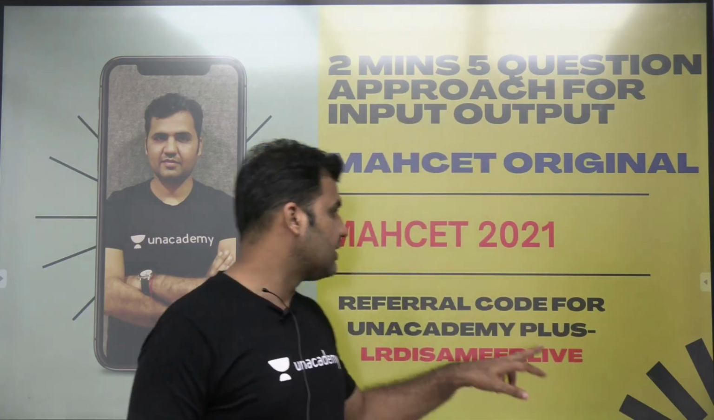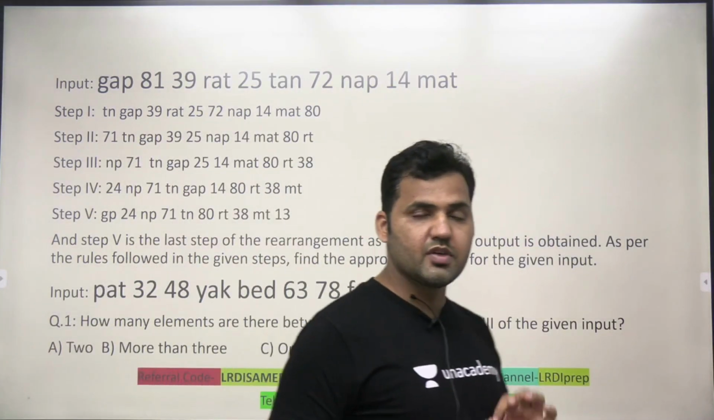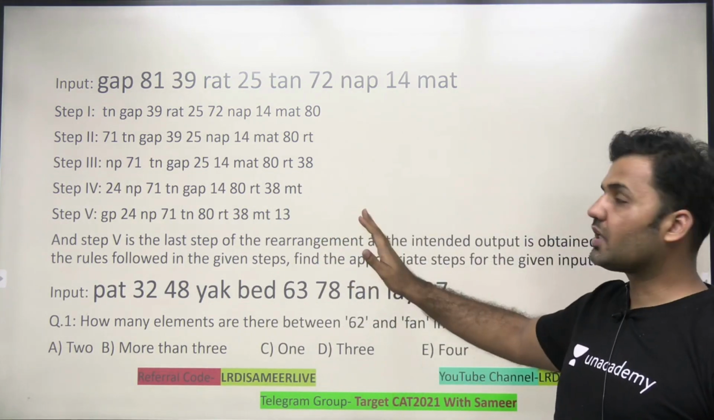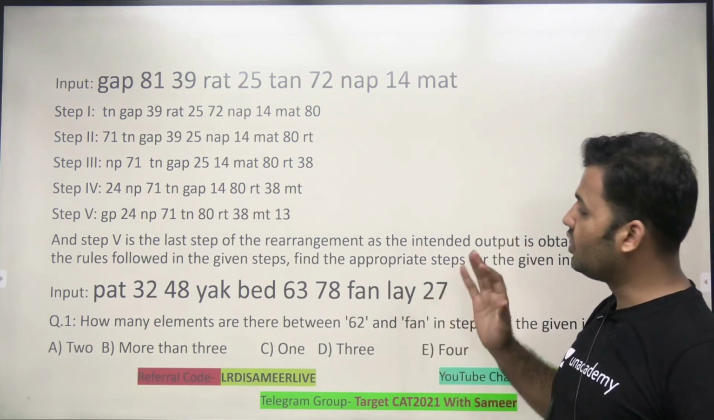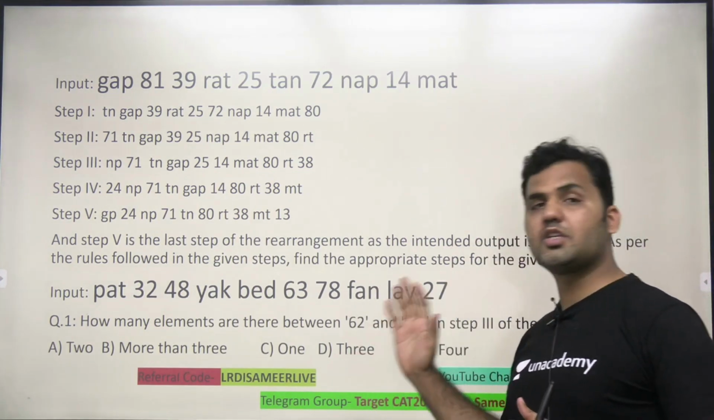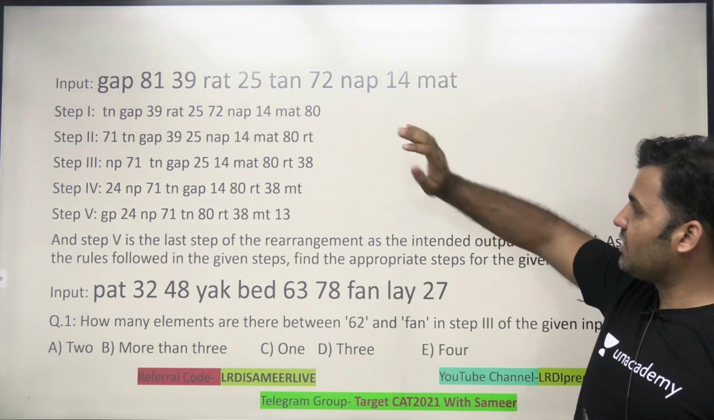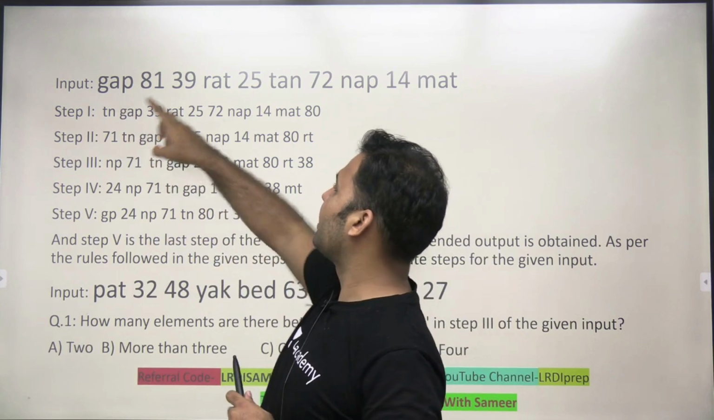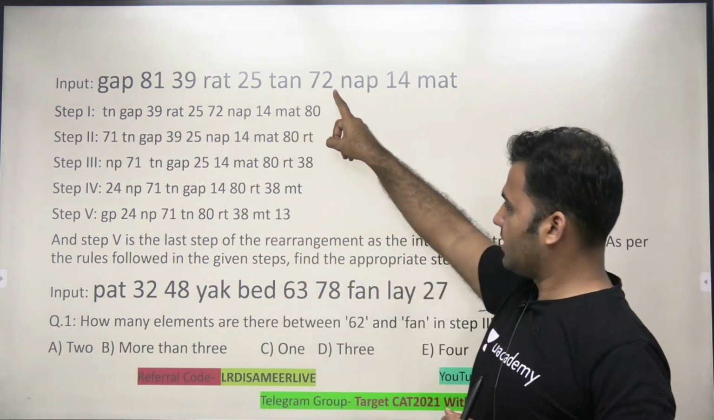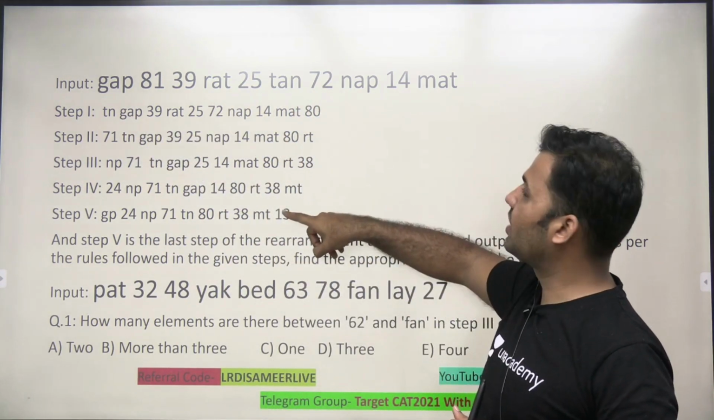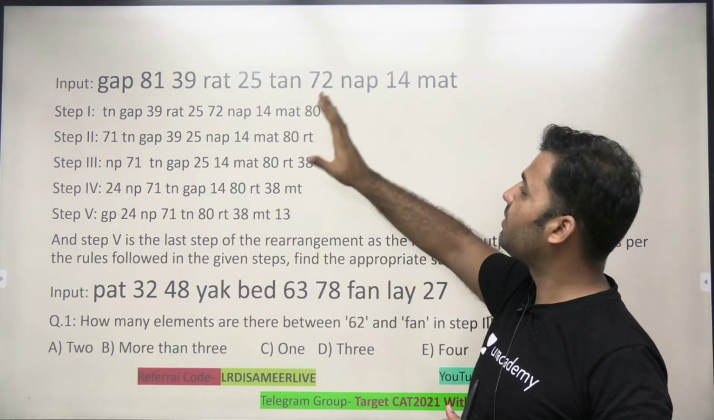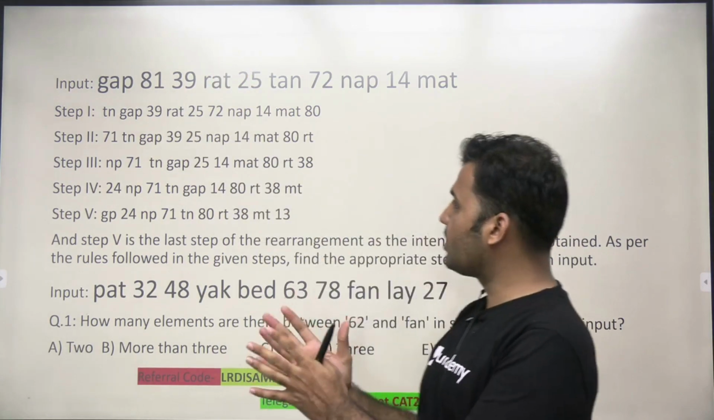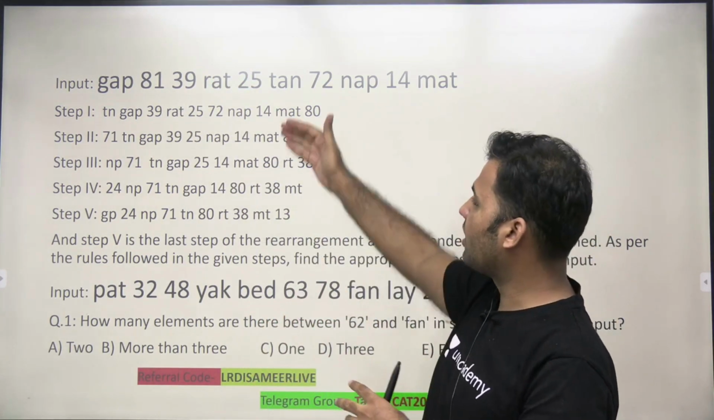Let's have a look at this one set which came in the previous year paper, right? This is a Maharashtra CT original set, and with the approach that I'm going to tell you, you will be able to solve all 6 questions within 2 minutes. So guys, the basic methodology of solving the input-output question is that first you need to analyze all the 5 steps which are given here. You're supposed to observe the pattern, what exactly is happening with the numbers and the letters, and how the data is getting arranged in all of these steps.